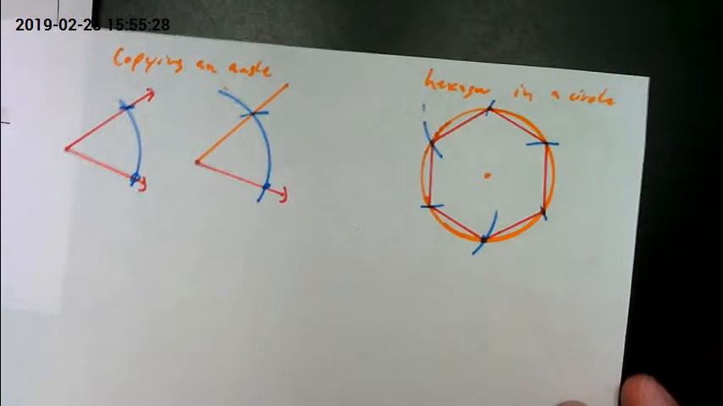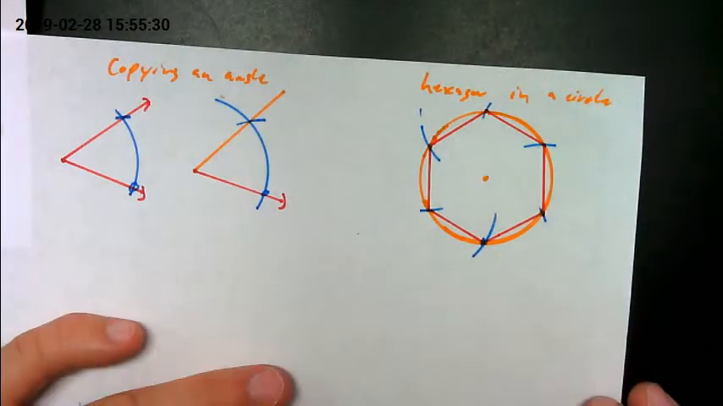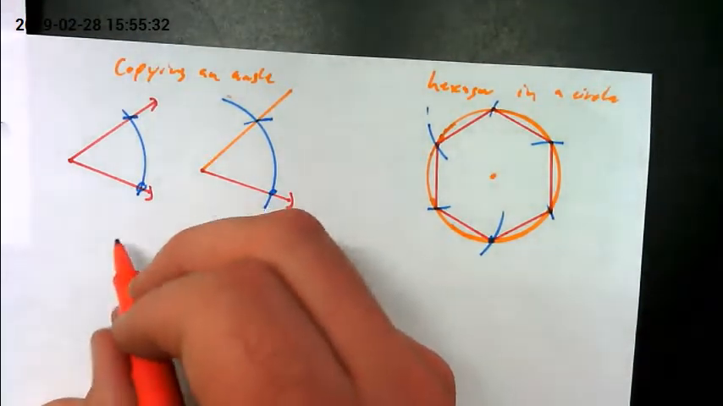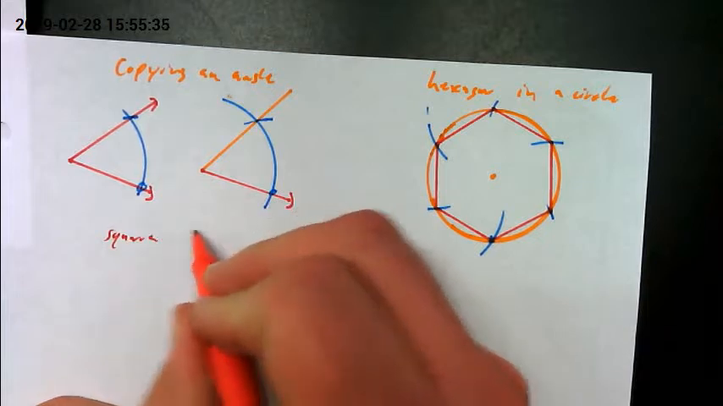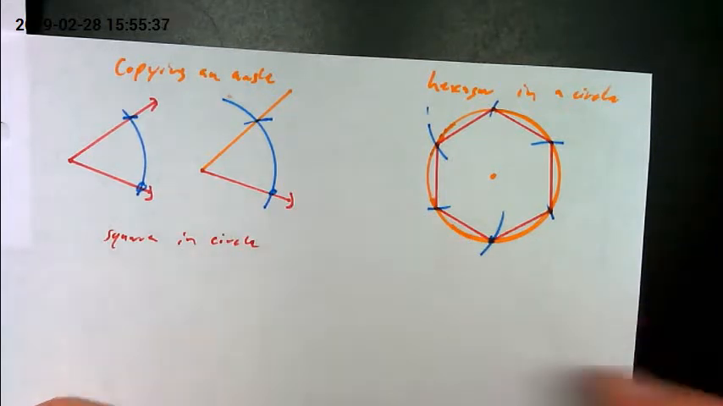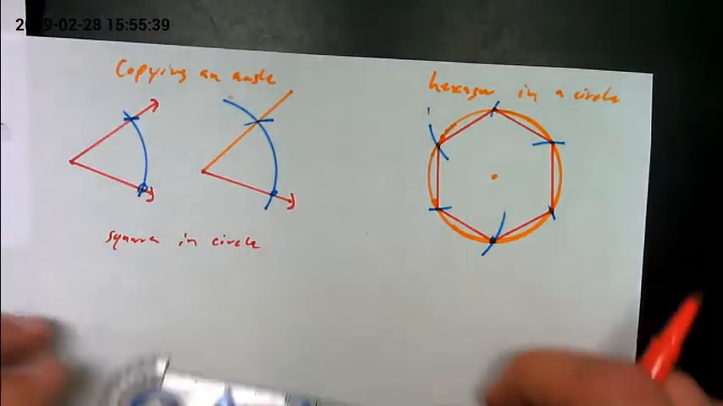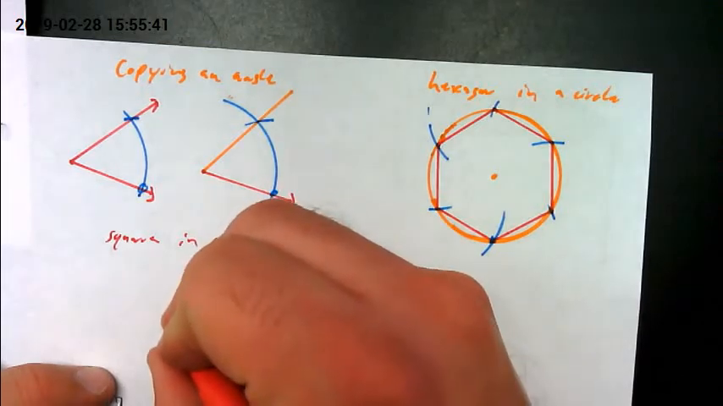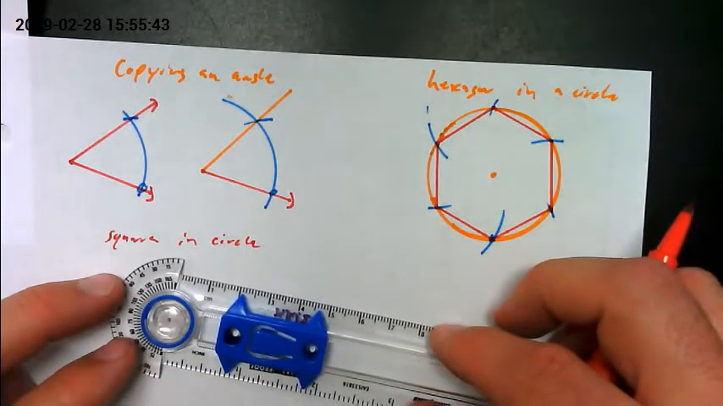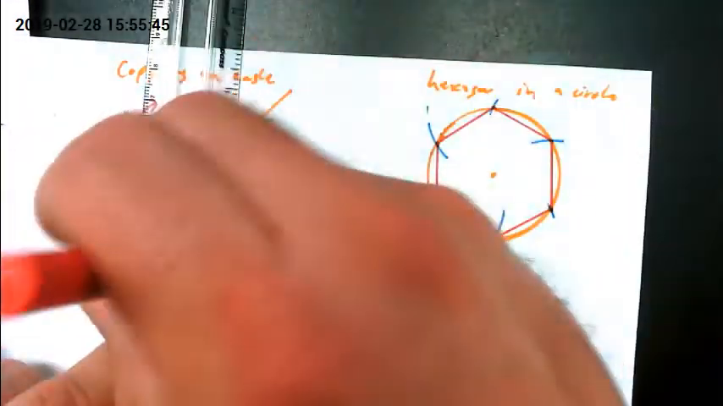And we have ourselves a hexagon inscribed into a circle. The next one on the list is a square inscribed into a circle. Square in circle. So, this one, it's important to make sure you label your center point because we're going to have to draw a diameter on this one.